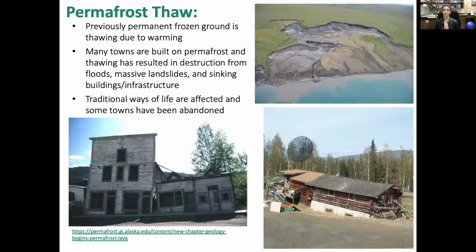One way in which Earth's environments are actually being changed right before our eyes is with permafrost thaw. We are seeing permafrost thaw right before our eyes. Permafrost is defined as frozen ground that persists as frozen for 2 or more years. And what we're seeing is that because of this increased warming, especially in the Arctic Circle, that permanently frozen ground is then thawing, okay? What's super unfortunate about this is that many towns are built on permafrost, and the permafrost thawing has resulted in massive floods, landslides, sinking buildings, and infrastructure.